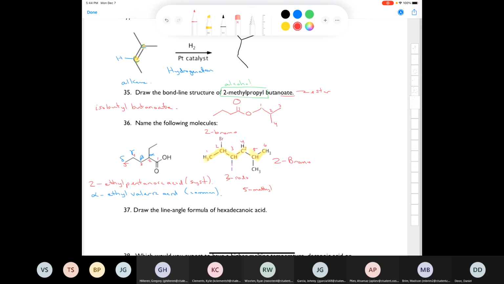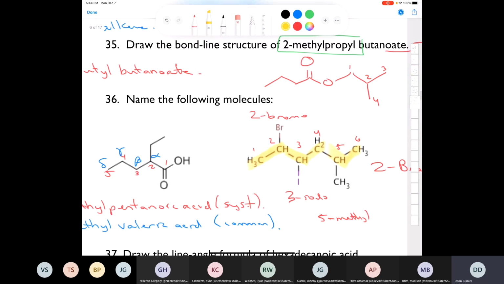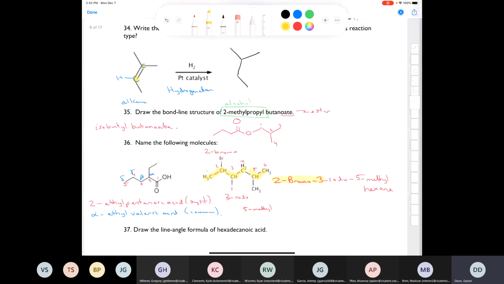2-bromo, 3-iodo, 5-methylhexane. Methyl. Kind of running out of space here, so I'll just write it here. It's not hyphenated. There's no space. Methylhexane is all one word, but that is the final answer, all right? Okay, so 2-bromo-3-iodo-5-methylhexane.